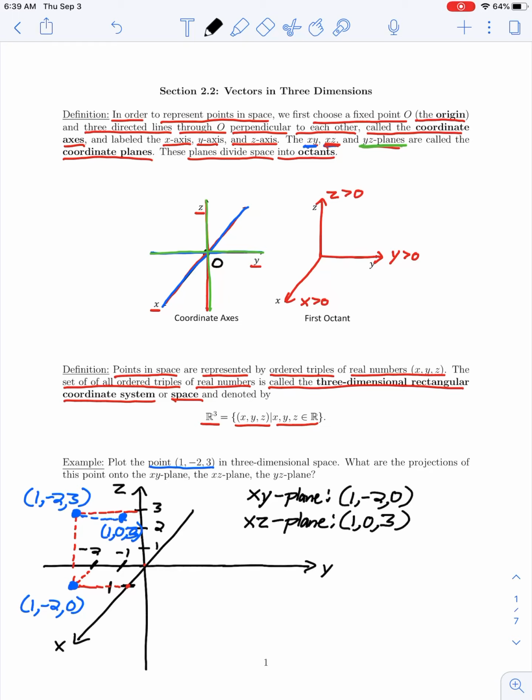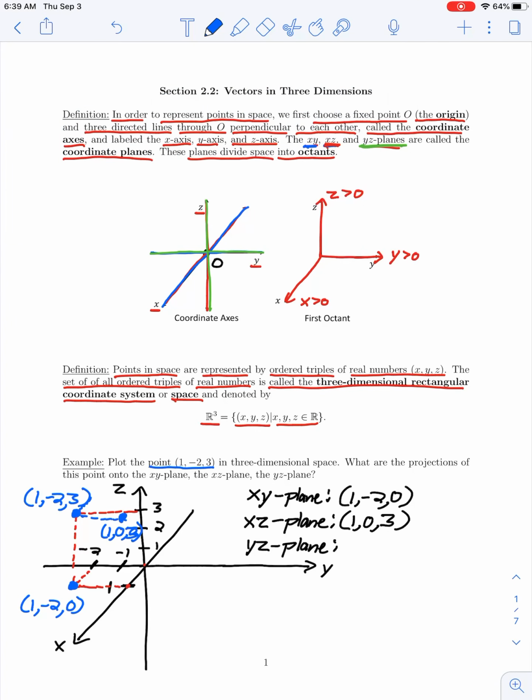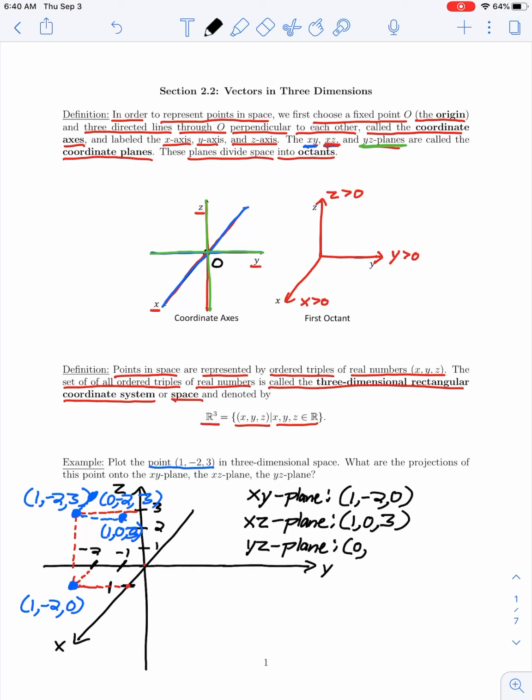So now, let's see what we have for our projection onto the yz plane. So for the projection of our point onto the yz plane, we would have this point where x is 0, y was negative 2, and z was 3. So we would have the point 0, negative 2, 3 for our projection onto the yz plane.